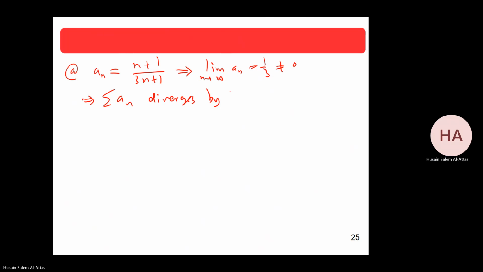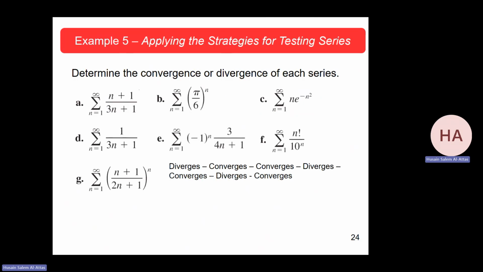by the nth term test for divergence. So it means all the tests which we have, we are dealing with the limit equal to 0. If the limit of a_n is not equal to 0, right away this is divergence. So we are concerned only about the limit of a_n equals 0.